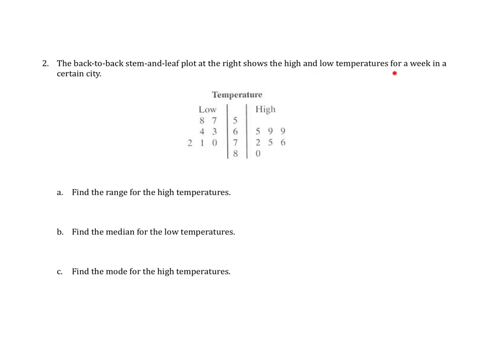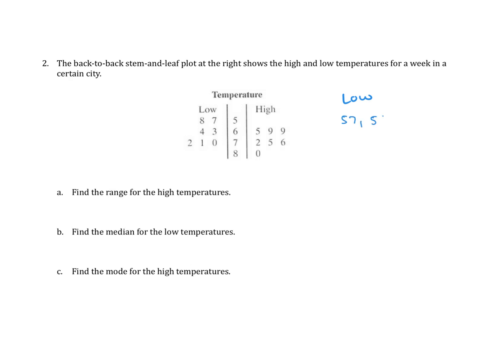It shows the high and low temperatures for a week in a certain city. So in this case, the stems are in the middle, and we have the leaves for one set of data, the low temperatures on the left, and the leaves for another set of data, the high temperatures on the right. So if I were to create lists of numbers, just to give me an idea of what numbers are represented in this diagram, my low temperatures would be 57, 58, 63, 64, 70, 71, and 72. So I will list those.